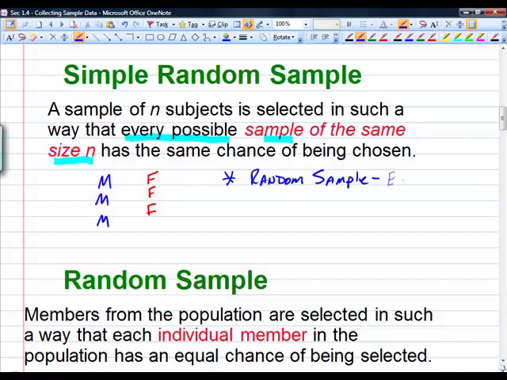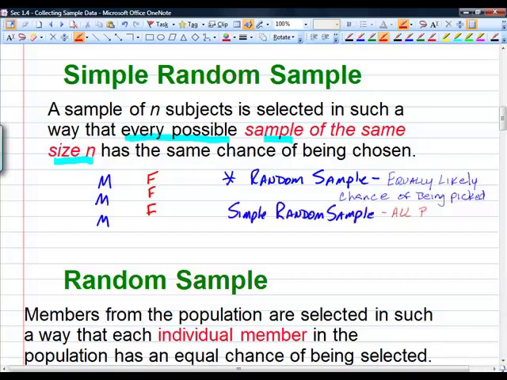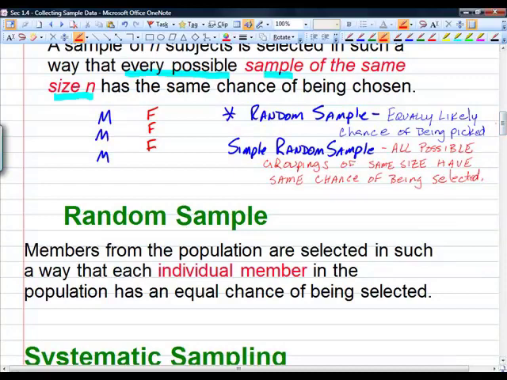You have an equally likely chance of being selected. But in a simple random sample, all possible groupings of the same size have the same chances. It's a subtle yet important difference. In this book, as we get into actually doing experiments and inferential statistics, we're going to assume that we have simple random samples. It's a stronger assumption. You're not really getting the difference.